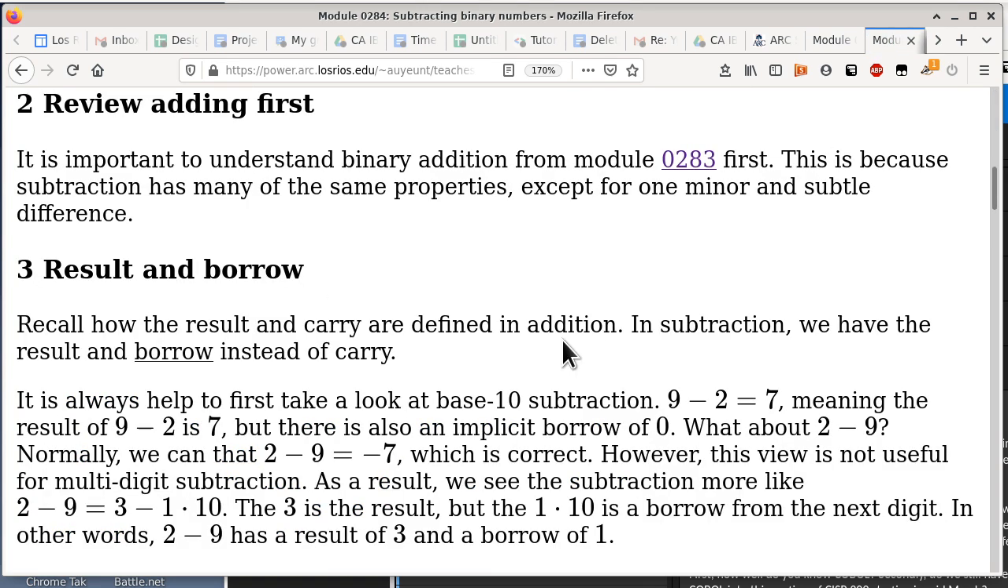So the first thing is, we need to review adding, and I have just gone through a little bit of that, okay? And I even have a hyperlink here, so if you say, oh, I don't know where to find the addition module when I'm reading the subtraction module, just click that link. That will bring you back to the module that I was just going over.